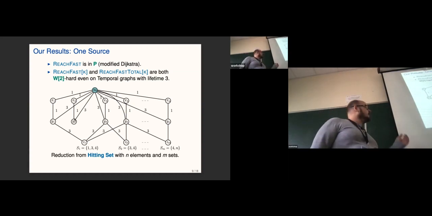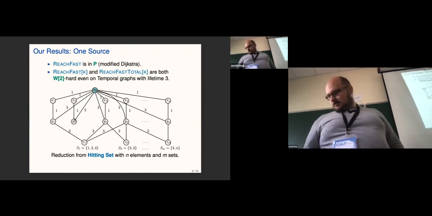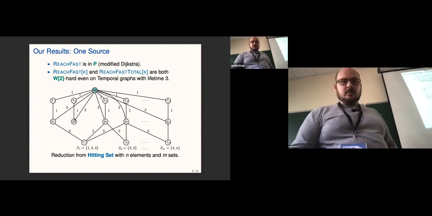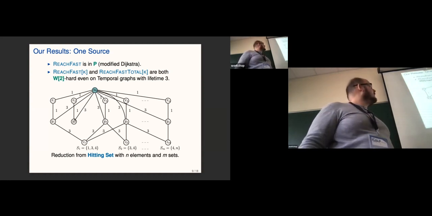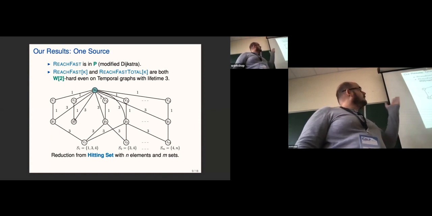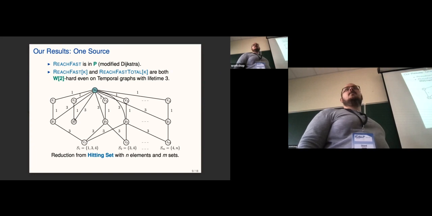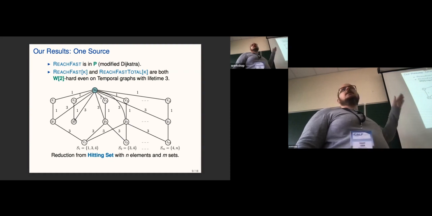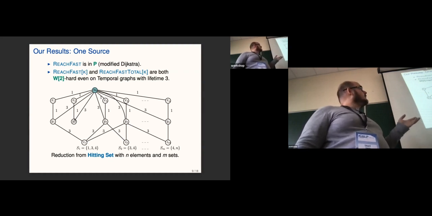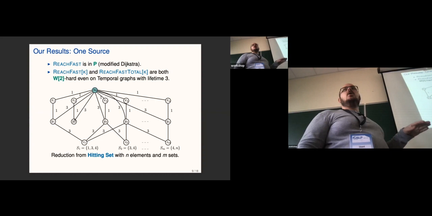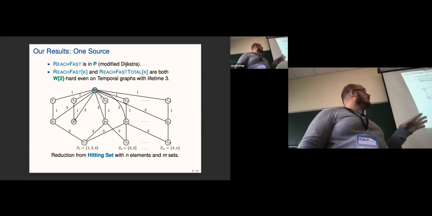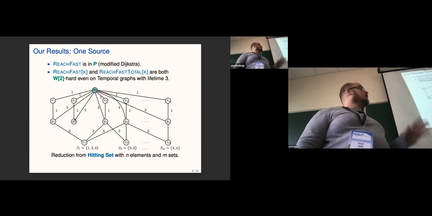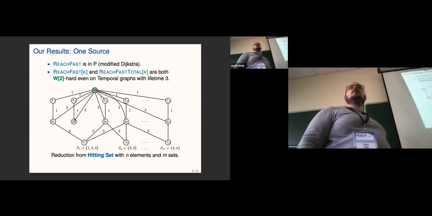And the reduction from hitting set is relatively simple, but I will not go into the reduction because we still have some results to go through and we don't have too much time. But it's already hard on the graphs where we have lifetime free and where we want to distinguish between deadline free and infinity. So actually we can either change these edges such that the deadline is free, or we cannot change it at all to reach all the vertices. So it's really also very highly unapproximable, right?